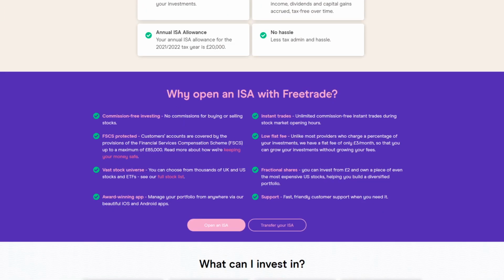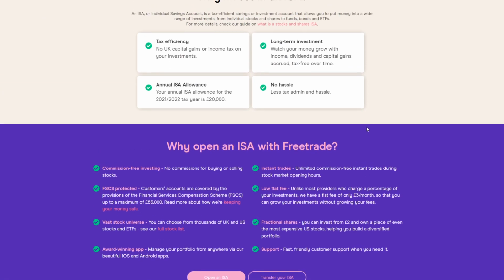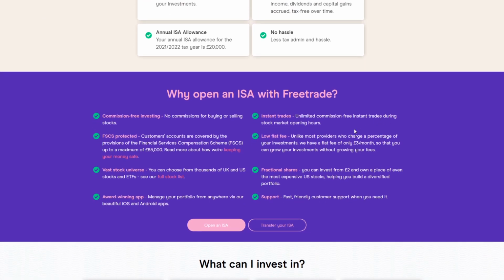And some promotional stuff for Freetrade. I have my account with Freetrade, my ISA with Freetrade, so basically I'm going to be talking about them as I don't have experience with any other platform. So starting off with commission-free investing, yes, there are no commissions, which is pretty standard now for the apps on your phone, to not have any commissions when you are buying stocks.